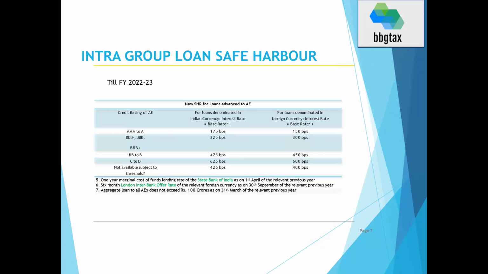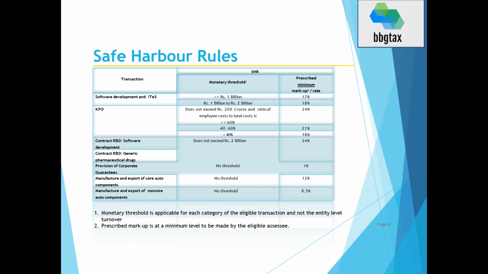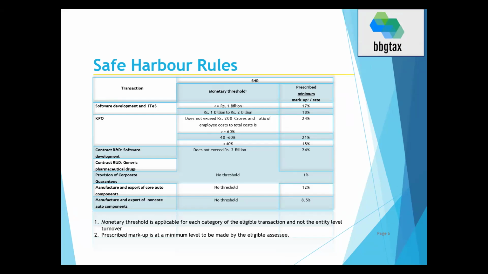Now, the next couple of slides give the safe harbor rules, the margins that have been prescribed within the safe harbor rules under the Indian income tax law. The eligible assessee under the safe harbor rules is defined in Rule 10TB. The definition is quite exhaustive. You need to refer to it before actually opting for the safe harbor provisions.